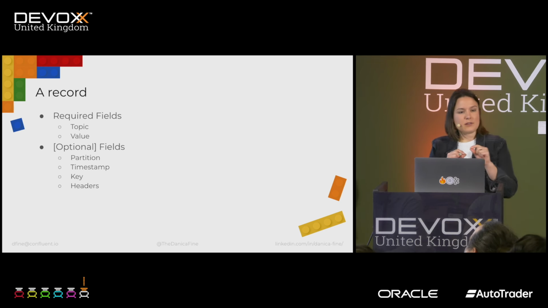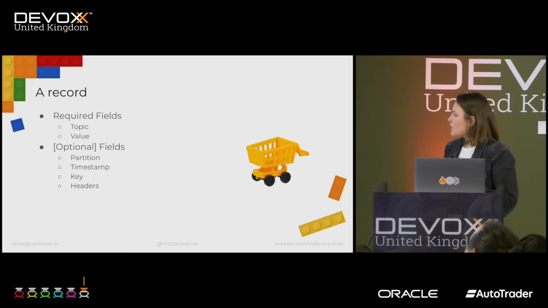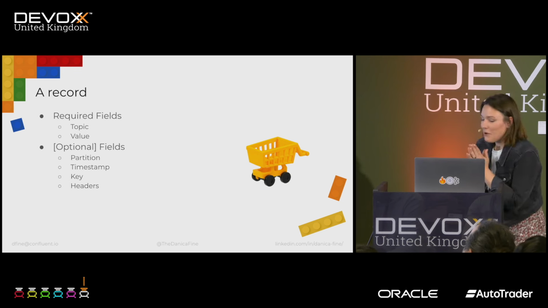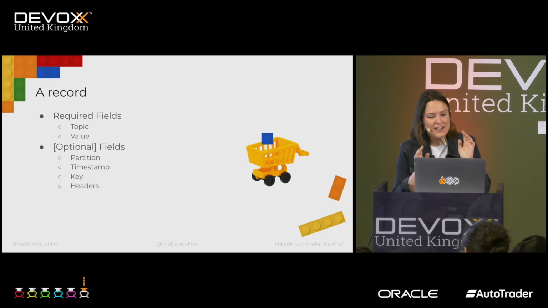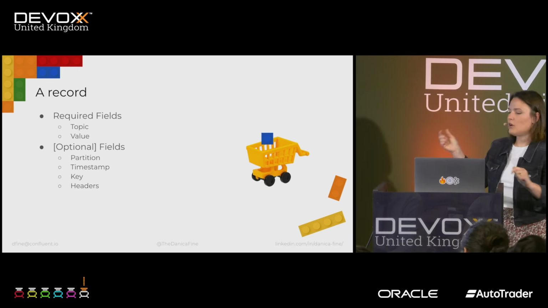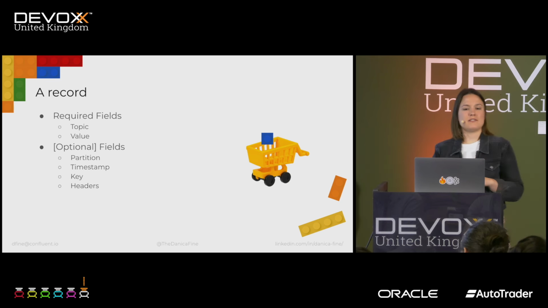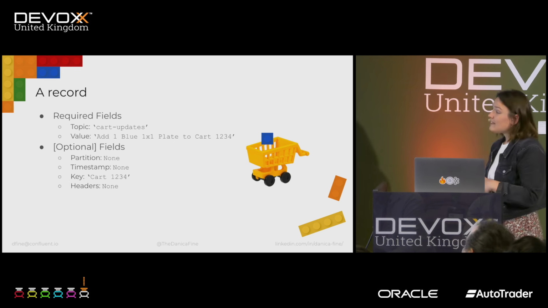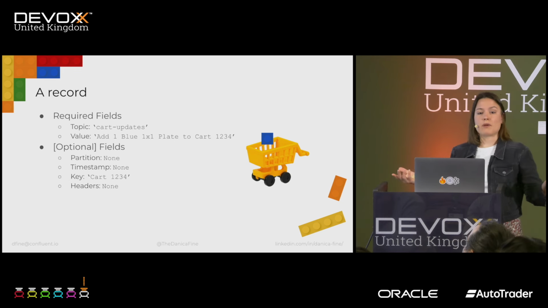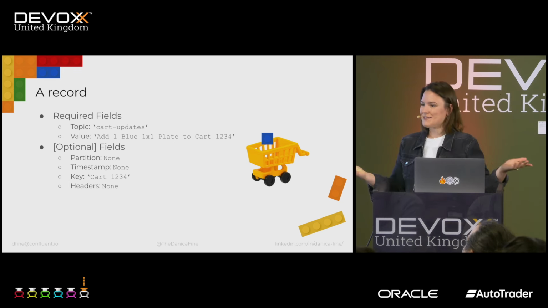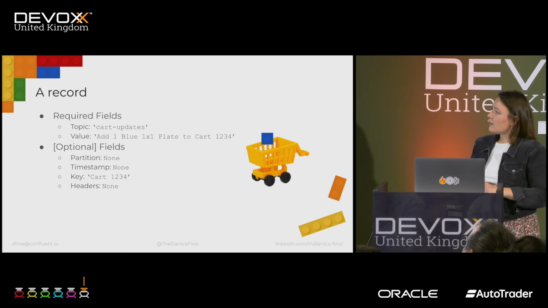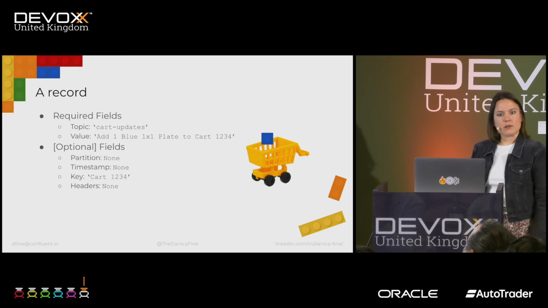As an example, let's say I am shopping on Lego.com. I do not work for Lego, full disclosure. I'm a fan. I'm using their Pick a Brick feature, and I've just added a blue 1x1 plate to my cart. What does this record look like? Well, I'd likely be writing to some topic containing other updates, adding things to my cart, removing things from my cart. So let's call it the cart updates topic.